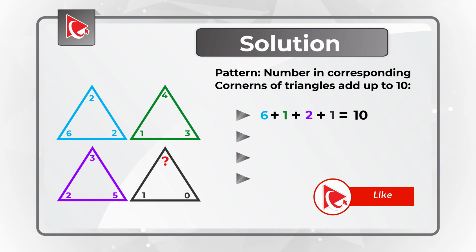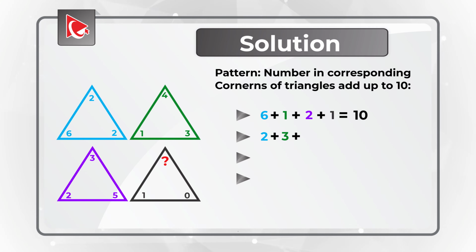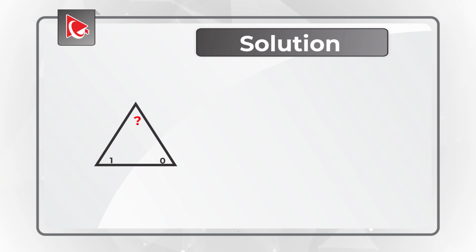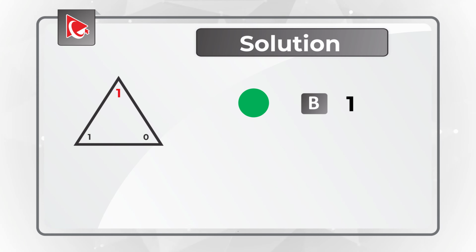Let's go to the bottom right corner of the triangle. 2 plus 3 plus 5 plus 0 is also 10. And now, in the same way, let's do the math and calculate the missing number. 2 plus 4 plus 3 plus question mark equals 10. Based on these calculations, question mark equals 1. So the correct choice here is choice B, 1.